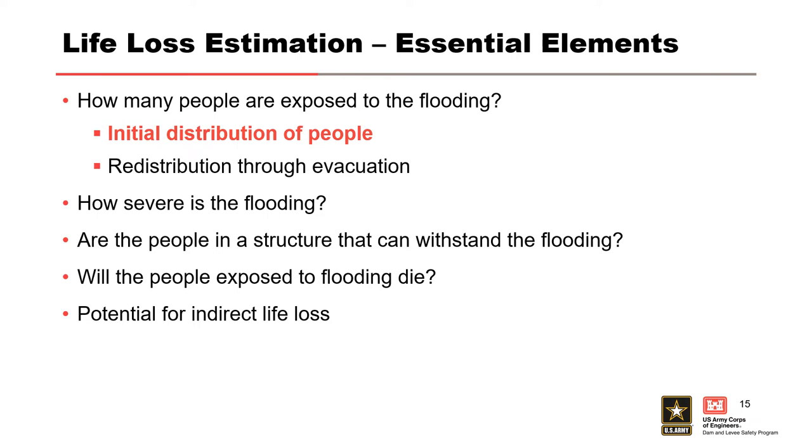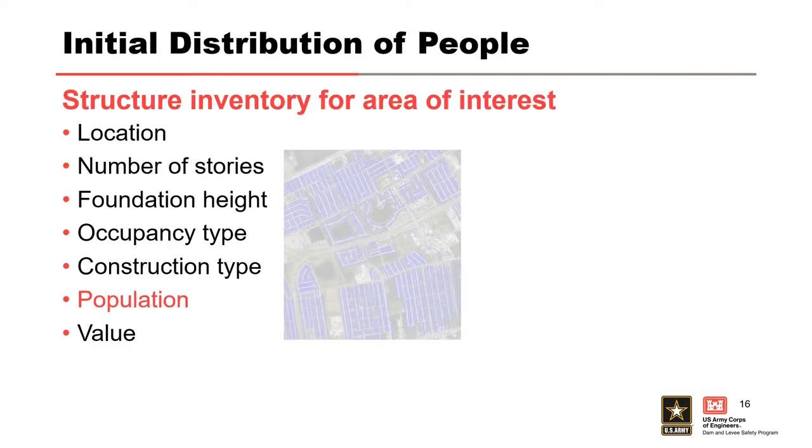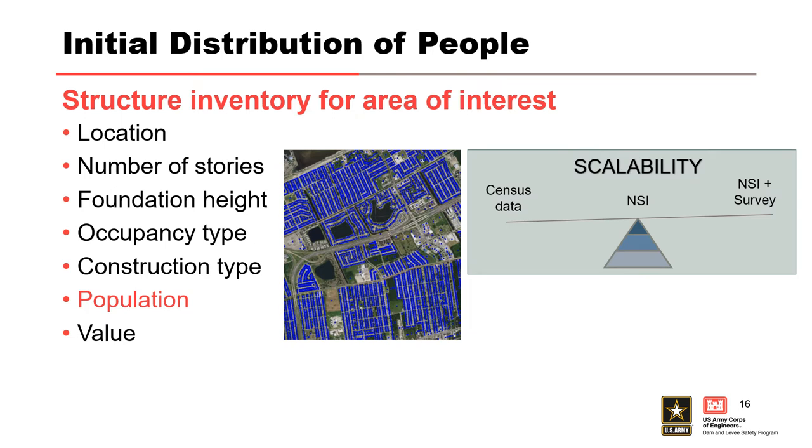Now let's go into each one of these in a little more detail and talk about how we model them. So, initial distribution of people: we need a structure inventory for the area of interest. That structure inventory contains the location of the structures, number of stories, foundation height, occupancy type, and construction type. The construction type is important for the stability criteria. Occupancy type is important for understanding whether it might be a multi-family home or single-family home and distributing people in those structures. Population is really the key. You have the structure inventory, but you have to have people in there to get your life loss estimate, and then value.